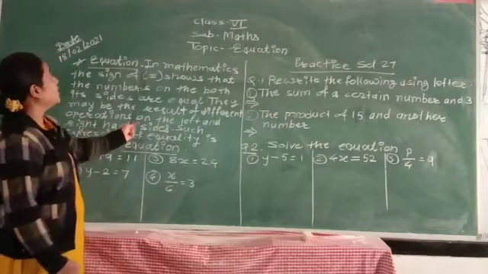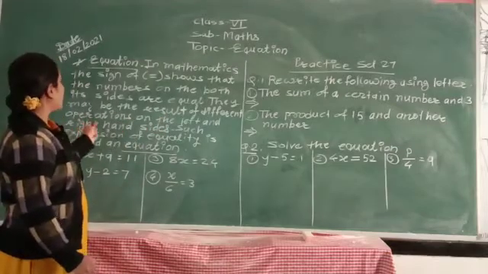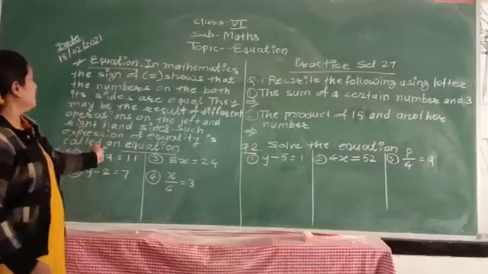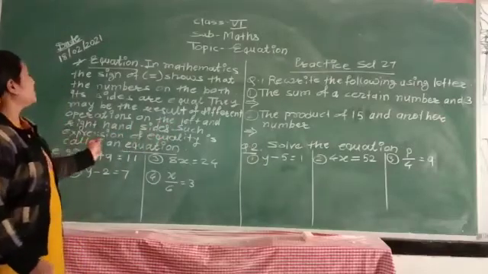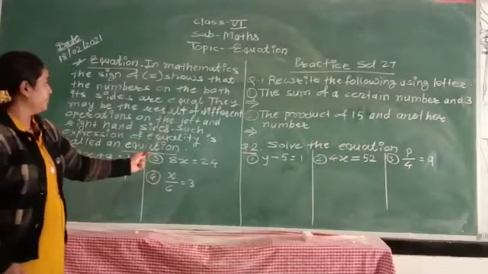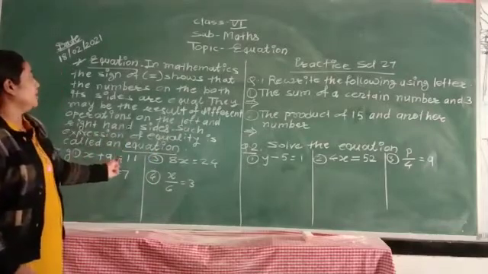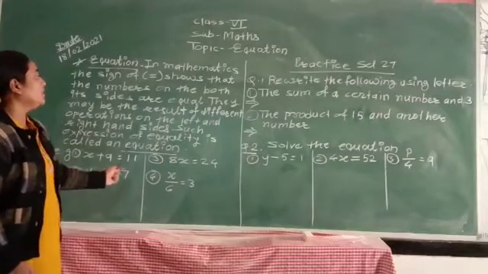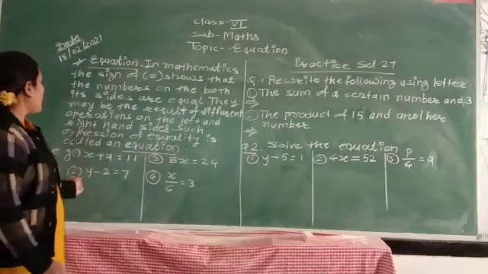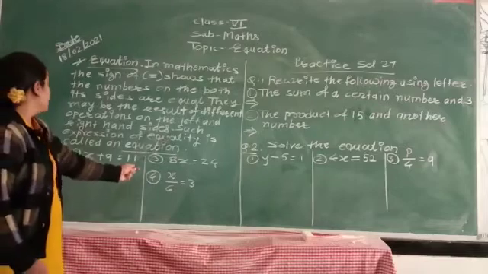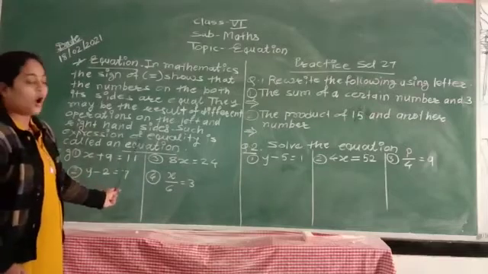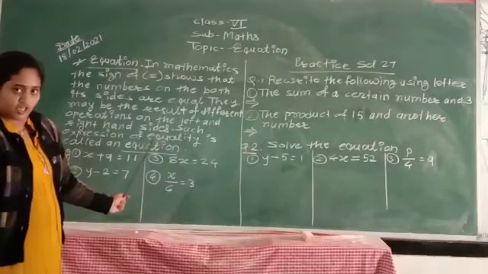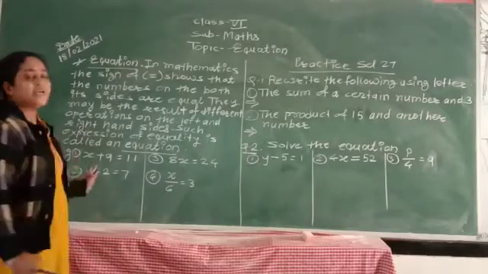Equation means, in mathematics, the sign of equality shows that the numbers on both its sides are equal. They may be the result of different operations on the left and right hand side. Such expressions of equality are called an equation. Okay, some examples are given here.